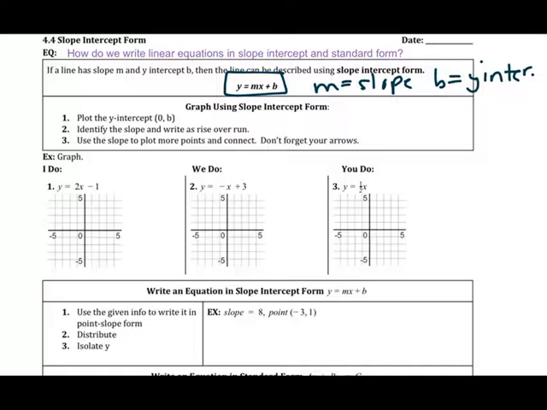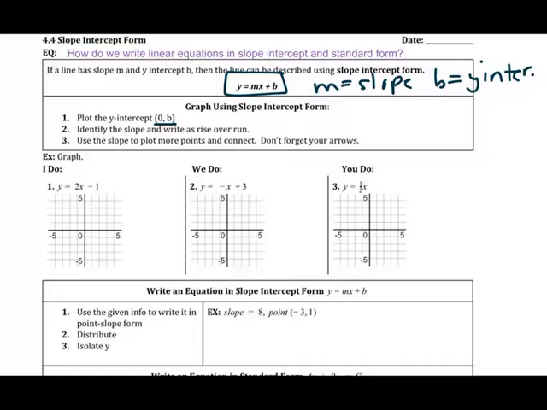Let's first talk about how to graph using slope-intercept form. So the very first thing you're going to do is you're going to plot the point (0, b). If the y-intercept is 5, if b is 5, you're going to plot the point (0, 5). Then, just like when we graphed with point-slope form, you're going to use the slope to determine your rise and run, to go over and up to find your next point, and you're going to connect with a line that has arrows on the ends.